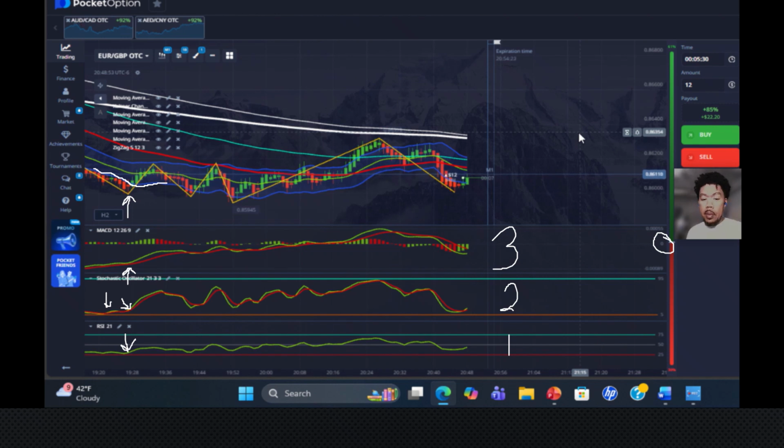So things get away from it and they pull it back in, right? So I want my price point, my candles to be outside the channel. And once they return in, they're going to ideally go one way or the other outside the channel, right?